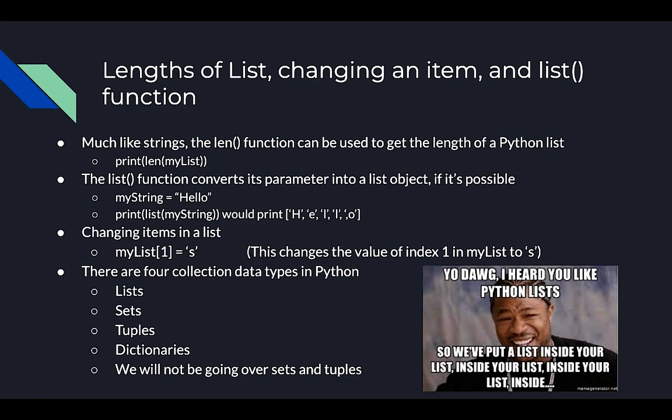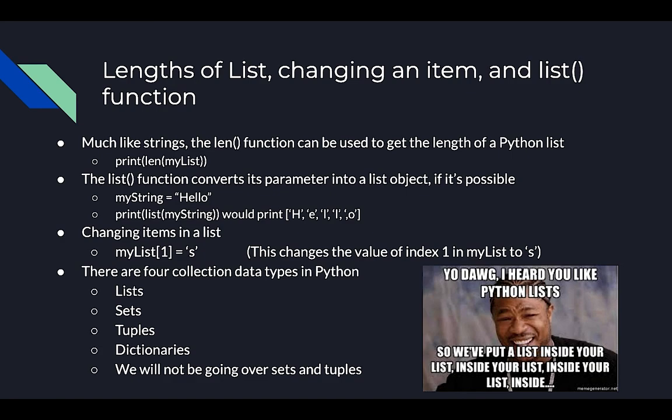And then there's also changing items in a list. If you have my list 1, it changes the index 1 to S no matter what it is. So if we take hello for example, if we set my list 1 equals S, the E would be an S instead. And it can work for basically anything. Okay, cool. So hopefully you guys understood all that.